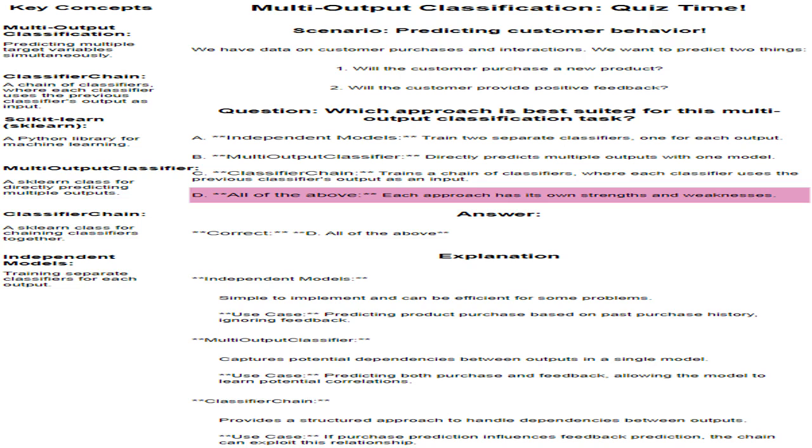Predicting product purchase based on past purchase history, ignoring customer feedback. Imagine you are building a model to predict a person's health metrics based on various factors. You need to predict both their heart rate and blood pressure. What sklearn technique would you use to achieve this?